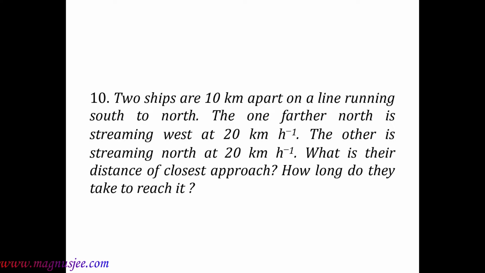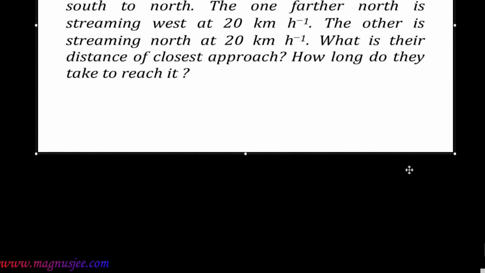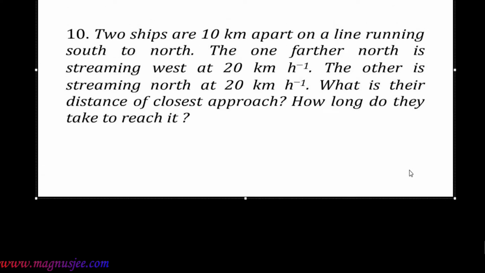Two ships are 10 km apart on a line running south to north. The one further north is streaming west at 20 km per hour. The other is streaming north at 20 km per hour. Also, how long do they take to reach it?